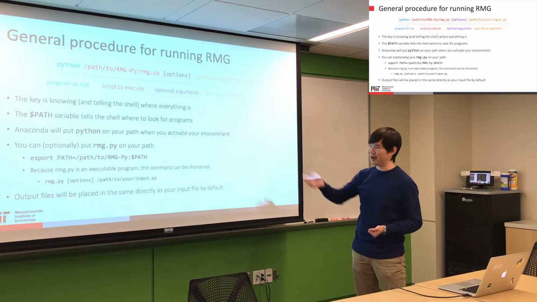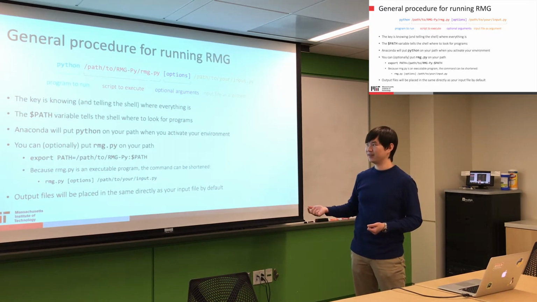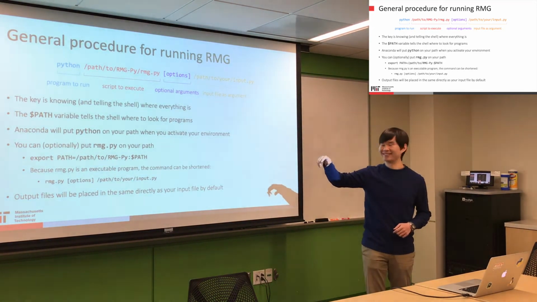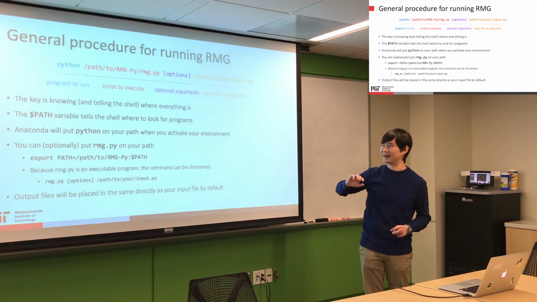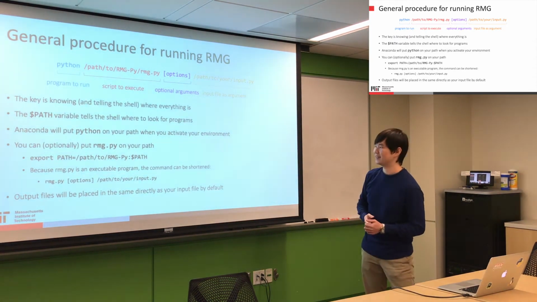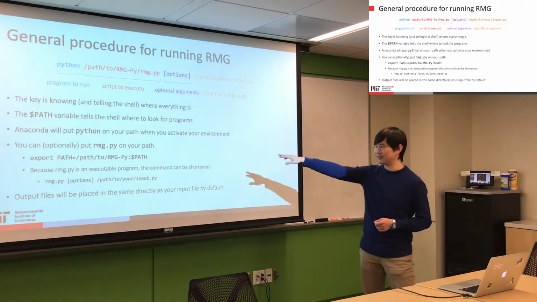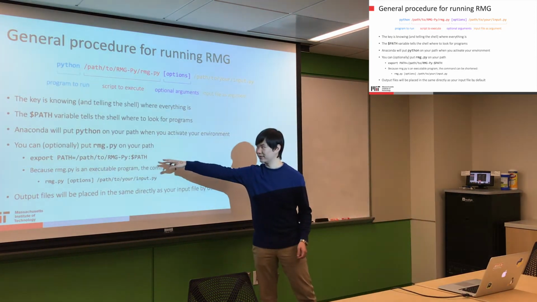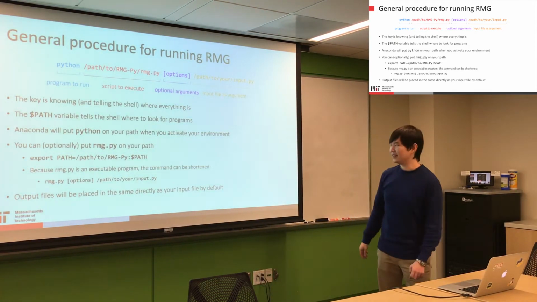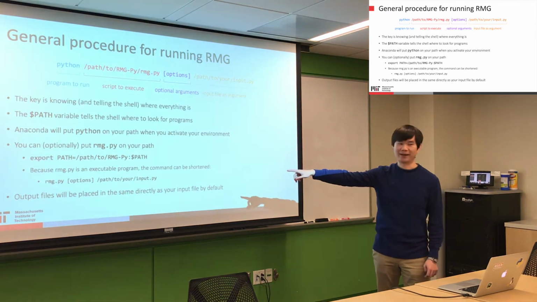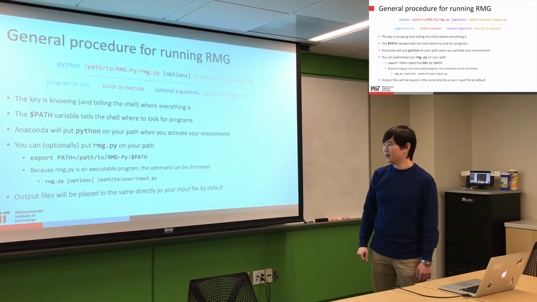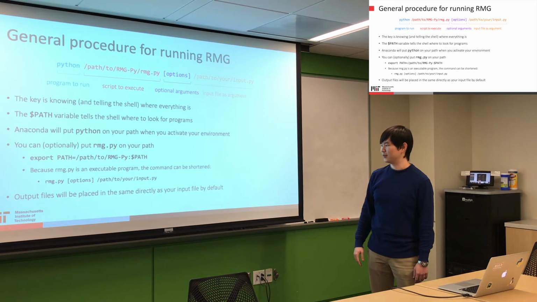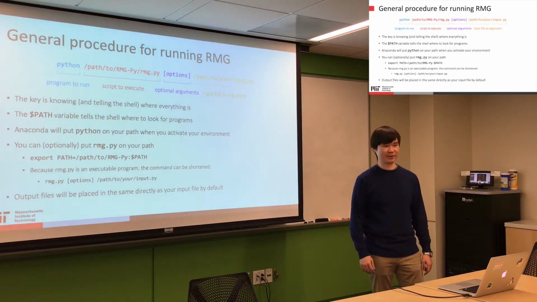In terminal, the path variable tells it where to look for programs. So when you activate your Anaconda environment, the entire Anaconda distribution will get put on your path, so Python can be found automatically. Alternatively, you can also add RMG to your path. You can export PATH equals whatever your path to RMG-Py is. Then you can shorten this command and just run rmg.py, because that's also an executable file. When you're running RMG, output files will always be placed in the same directory as your input file by default.